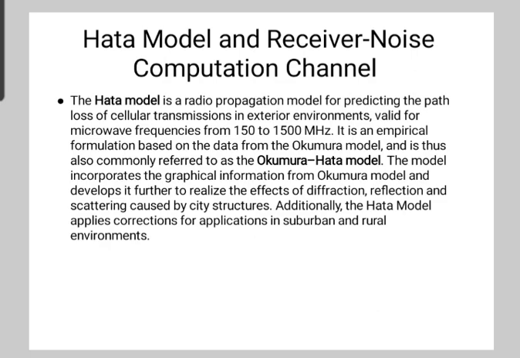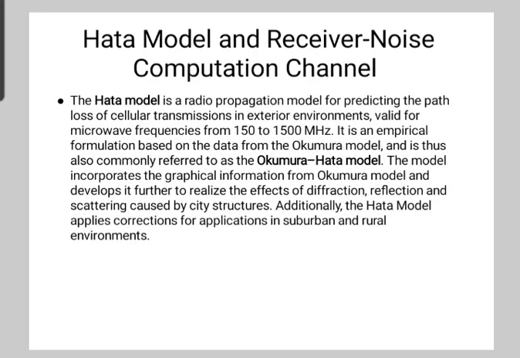So this model has two more varieties for transmission in suburban areas and the open areas. This model predicts the total path loss along a link of terrestrial microwave or other type of cellular communication.